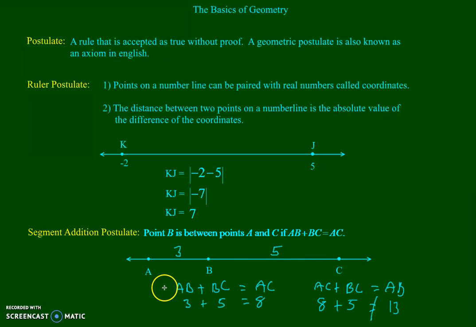So this is the idea of the segment addition postulate. Think of it in even simpler terms. The two smaller objects added together make up the big one. So the small one AB plus the big one BC equals the bigger one AC. Very simple. So just to make sure that we got the idea down, let's work a quick example.